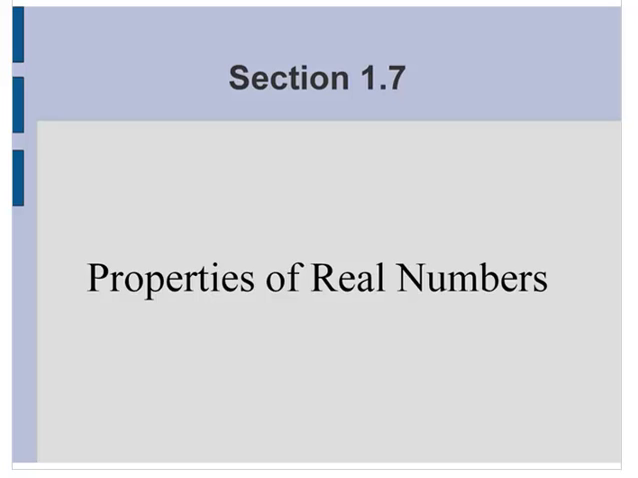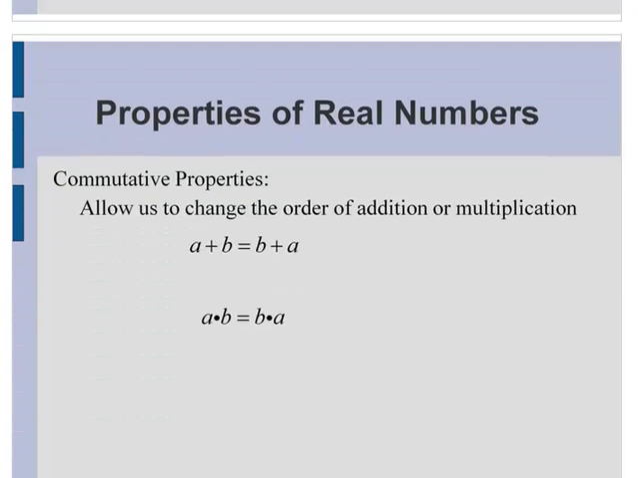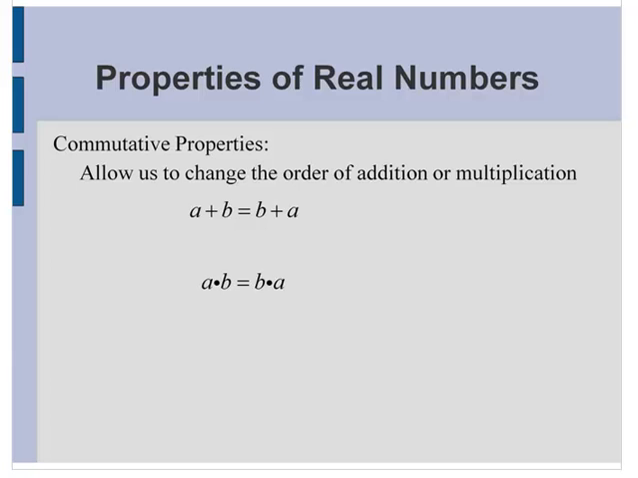Section 1.7, Properties of Real Numbers. The first property that we will discuss is called the commutative property. The commutative property allows us to change the order of addition or multiplication.